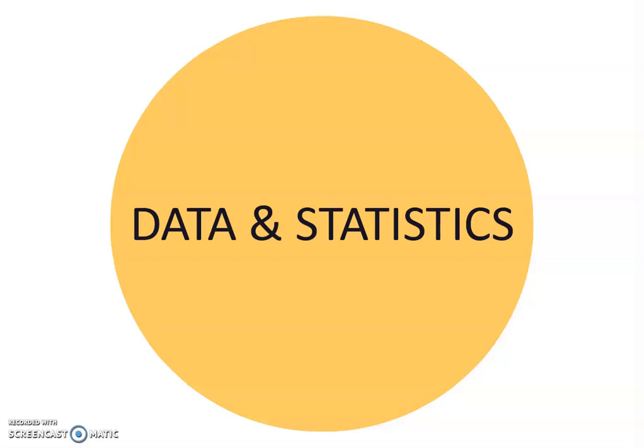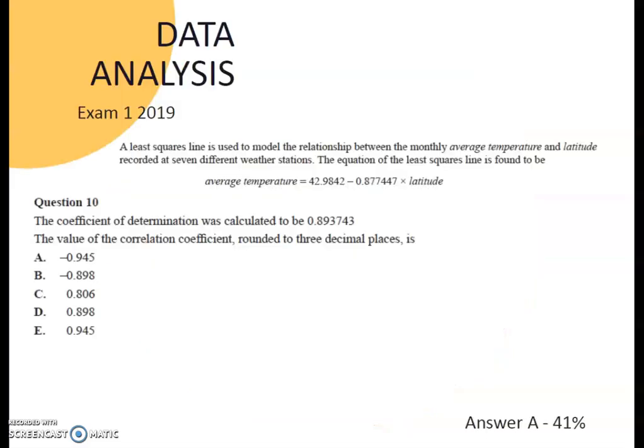In this video, we'll run through some of the more challenging questions from the 2019 VCAA exams. So in this first question here, this is the second part of a two-part question from exam 1, looking at question 10. Initially we were told there's a least squares line used to model the relationship between monthly average temperature and the latitude recorded at 7 different weather stations. And we're given the equation.